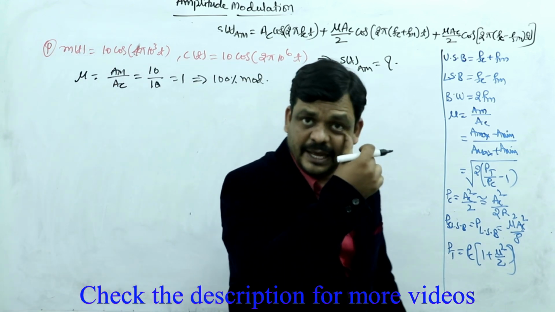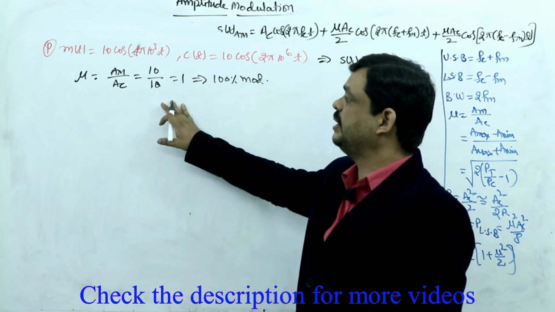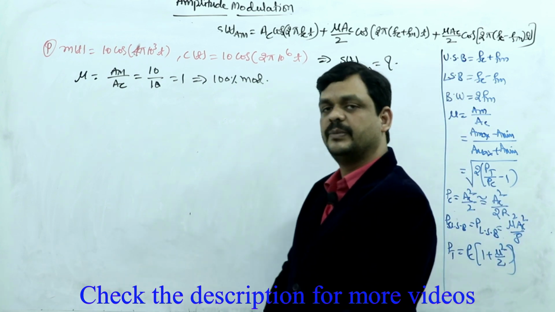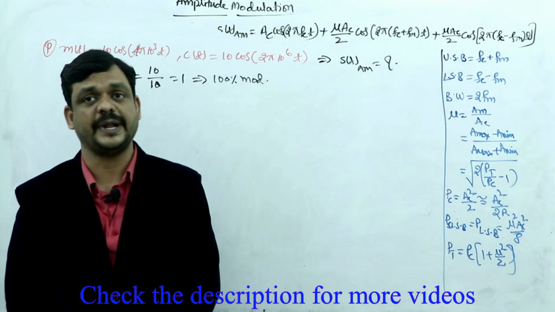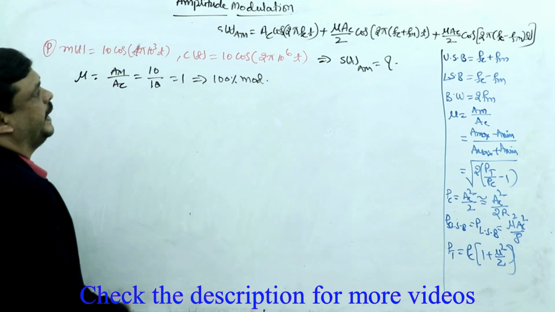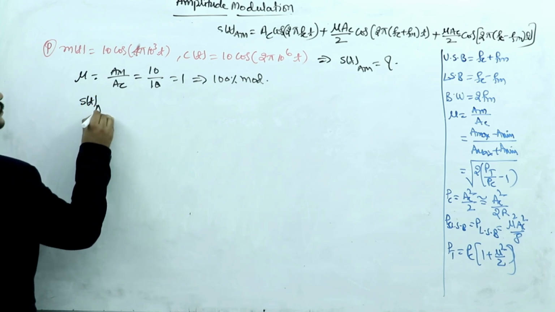Then this comes under 100% modulation. If the modulating signal M of t and carrier signal C of t, these two are given, from these two here the modulation index is 1. So that's why it's also called a 100% modulated signal, 100% modulation process, right? Now from this I want to write, first of all, the AM modulated signal equation.